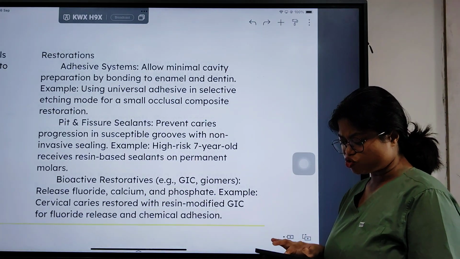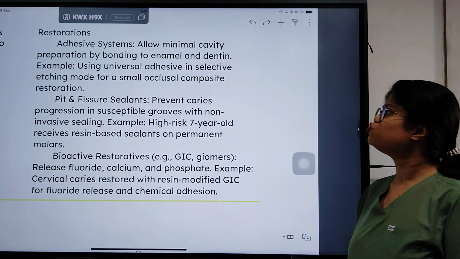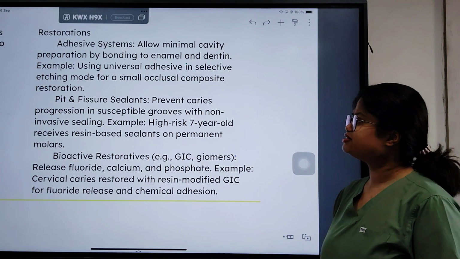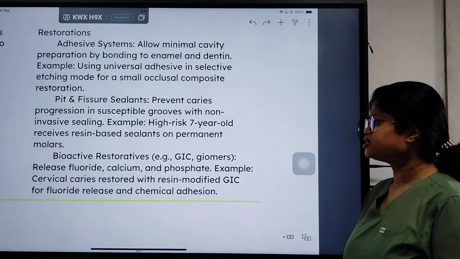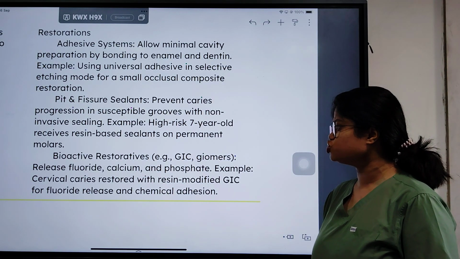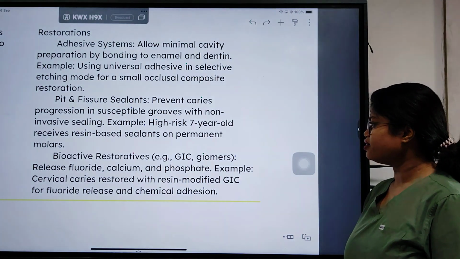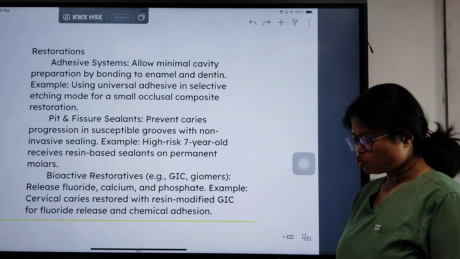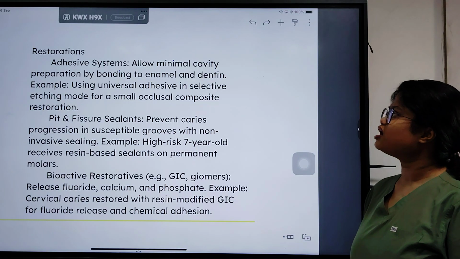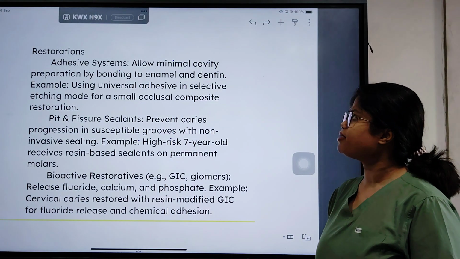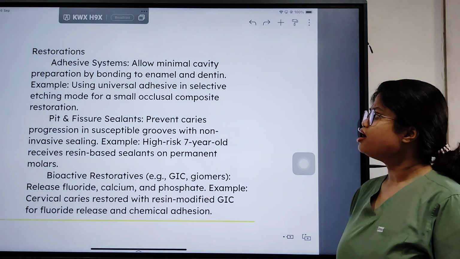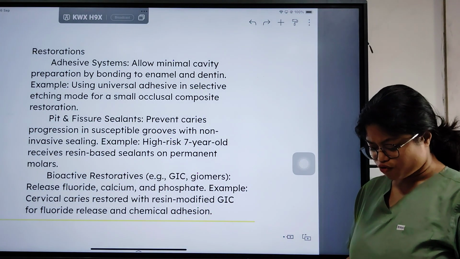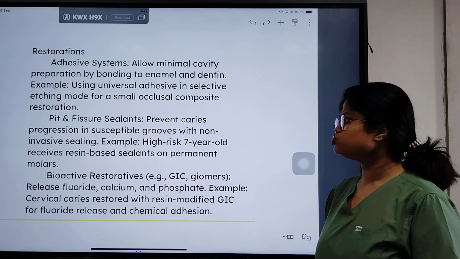Also coming to the restorative techniques, what can be used as restorations? First is adhesive systems, second is the pit and fissure sealants, and third is the bioactive restorations in the form of GIC, and the recent advancement is the giomers. So coming to the adhesive systems, these allow minimal cavity preparation by bonding to enamel and dentine using universal adhesive and selective etch mode for small occlusal composite restoration.